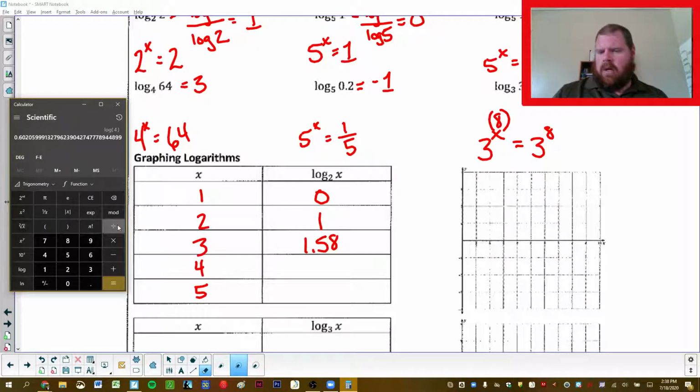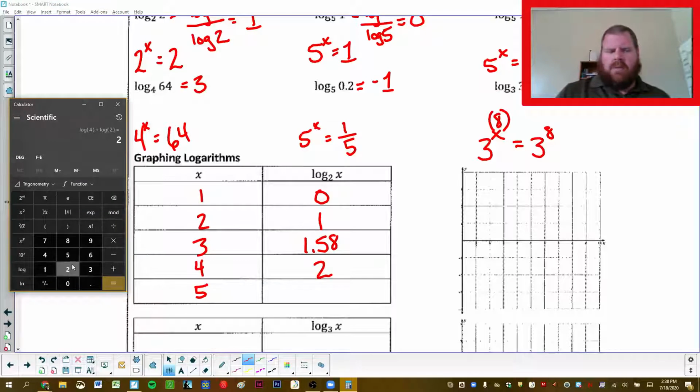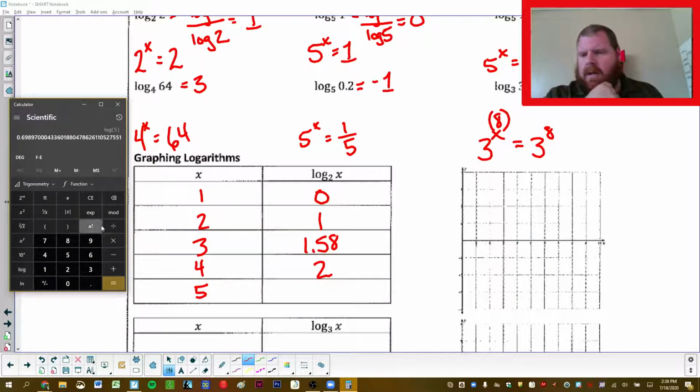4 log divided by 2 log is 2, which makes sense because that's saying 2 to what power equals 4. And this one's probably going to be an ugly answer again, but that's okay. We can get a feeling for what it does. 5 log divided by 2 log, 2.32.